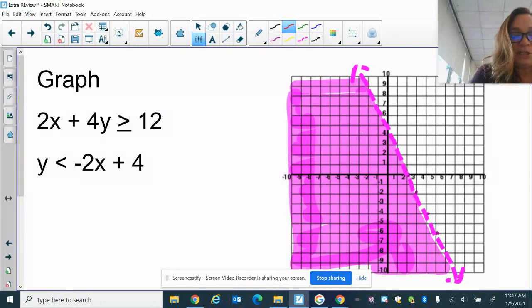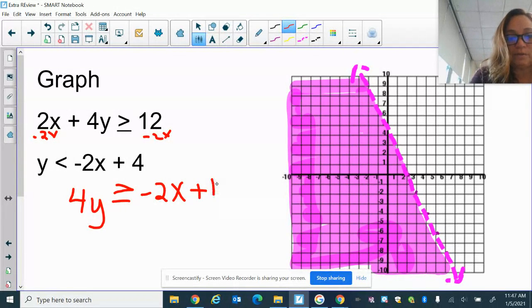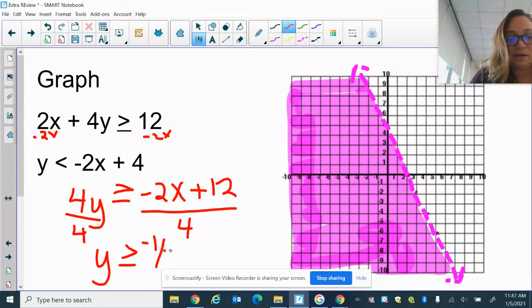All right, so I have to solve this for y. So I'm going to start by subtracting the 2x. So that gives me 4y is greater than or equal to -2x plus 12. Now I'm dividing by 4. So that's y is greater than or equal to -1/2 x plus 3. Now, I divided into a negative number, but not by a negative number, so you don't change that symbol.